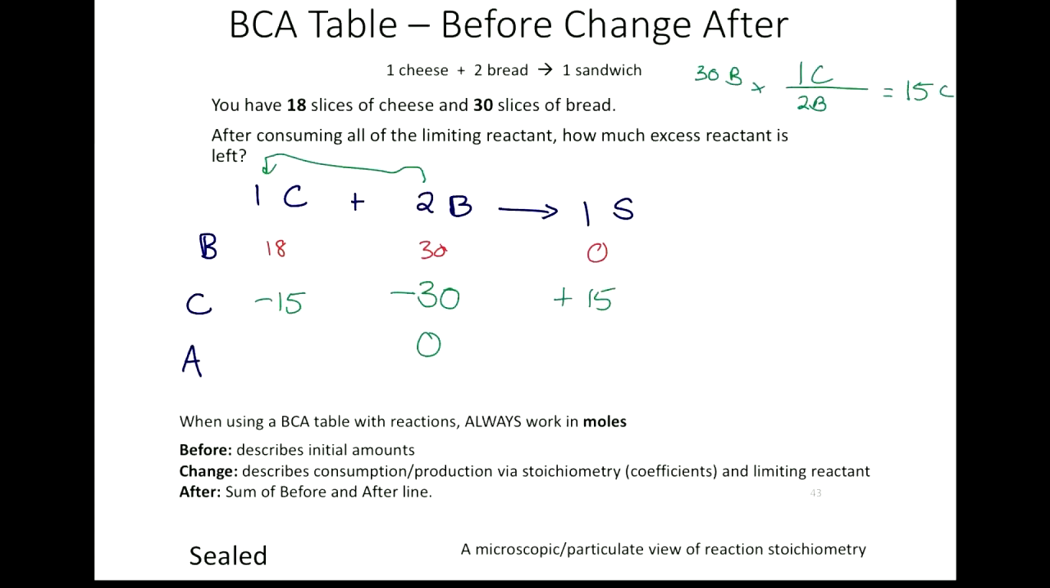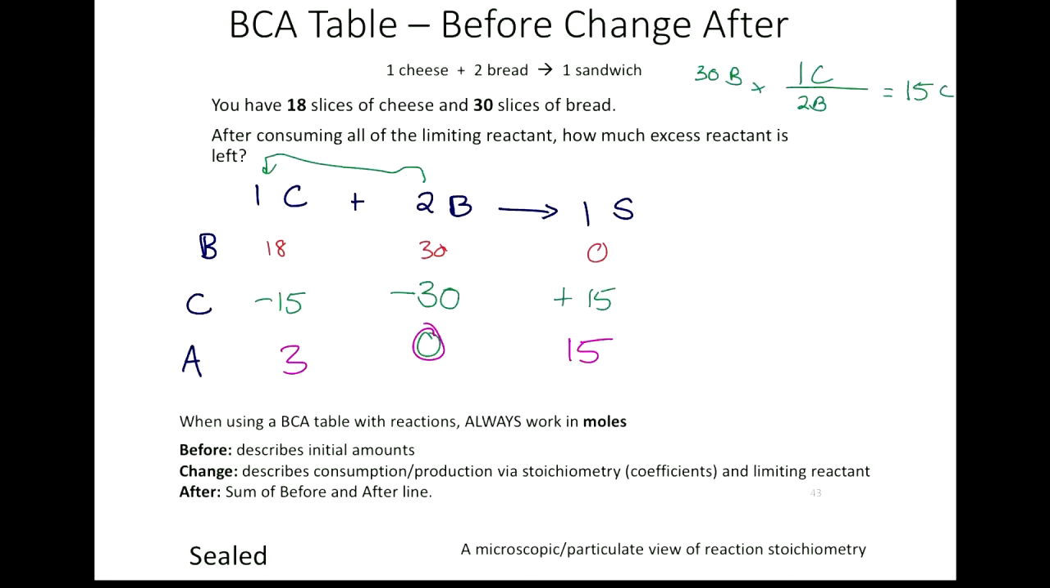So 18 minus 15 is 3. I'll do a different color. So 3. There's 0 breads because that's limiting, and then we have 15 sandwiches. So that is exactly what our kitchen table will look like. We will have 15 sandwiches and 3 slices of cheese left over. So the differences with chemical reactions is that we need to make sure that all the amounts in here are in moles for it to work.